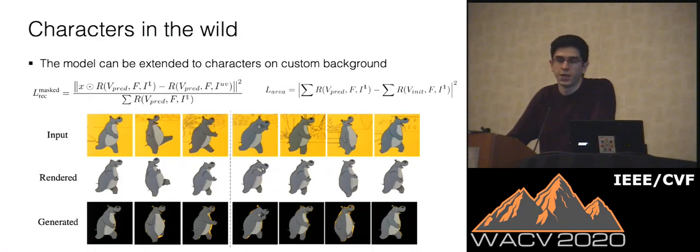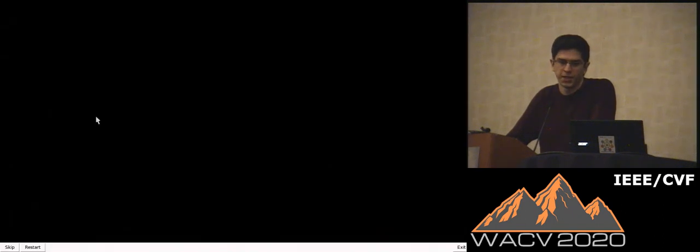Finally, the model can be extended to characters on custom background. We use the reconstruction loss by using the rendered image to mask out the background, as well as an area preserving term to avoid extreme deformation of the mask of the character.